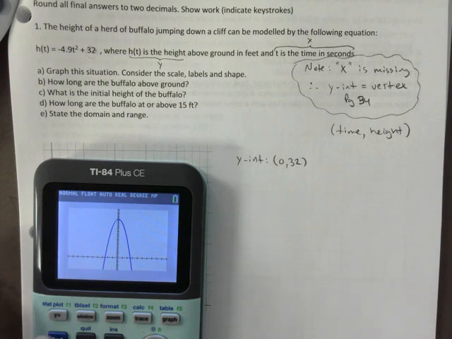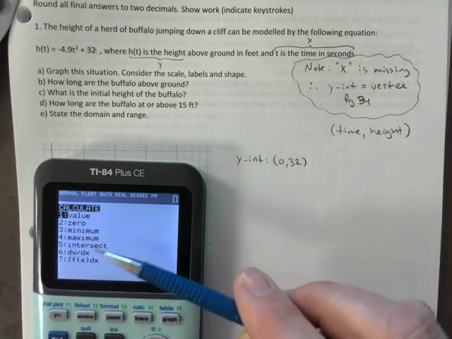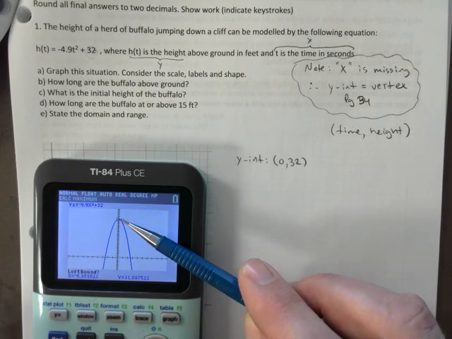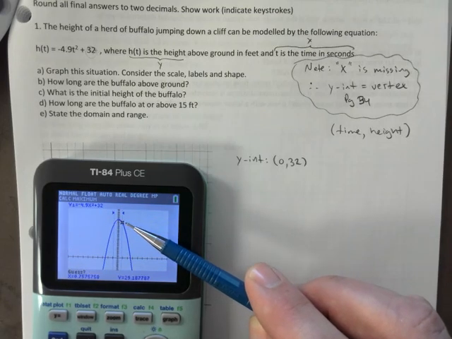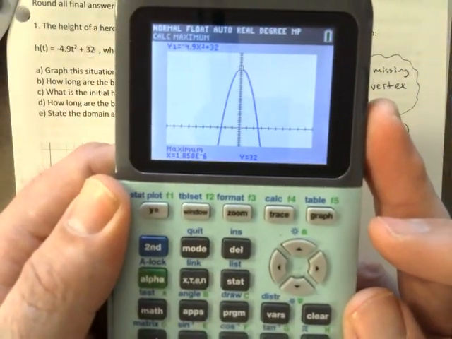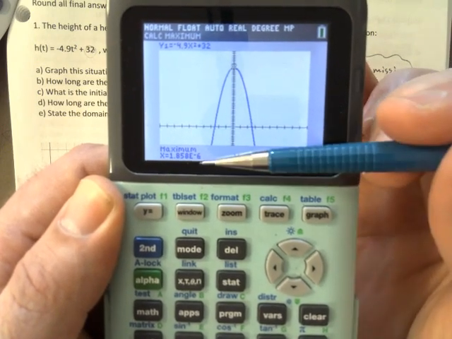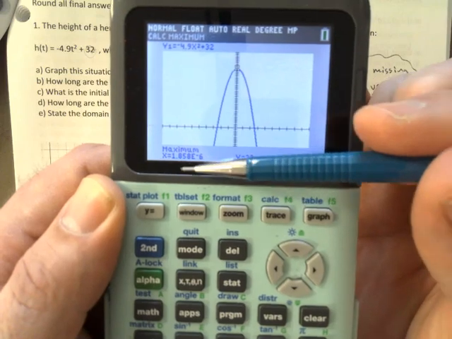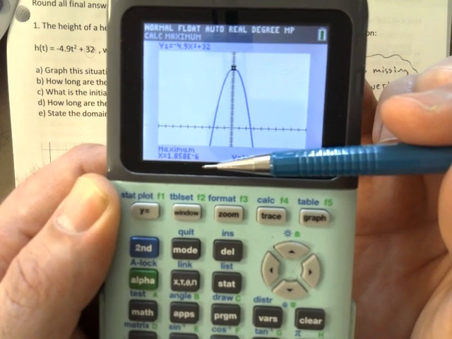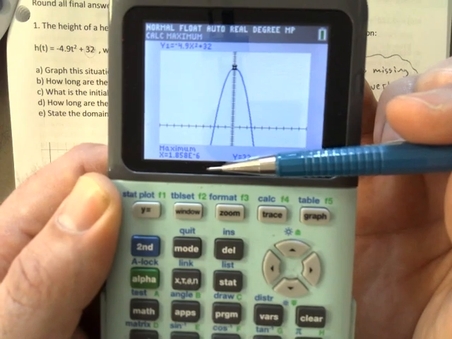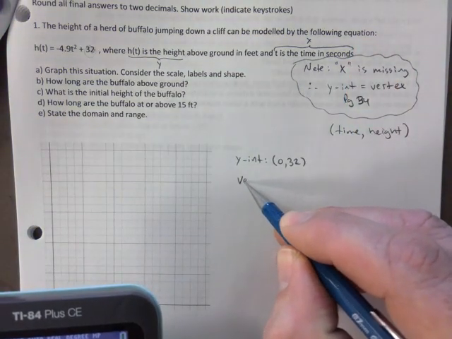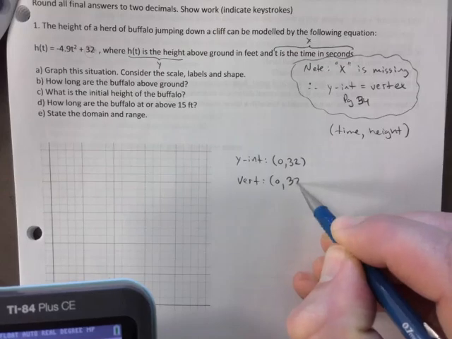But let's say you missed it. Let's go find the vertex. I can trace. Is it a min or max? It's max, right? So you go to the left, you go to the right, and you find out that it's, what's happening there? You see that E there? E to the negative 6, it's a really small number. It's saying 1.85 times 10 to the negative 6. That's like 0.0000185, right? That's 0 for us. So the vertex is also (0, 32).